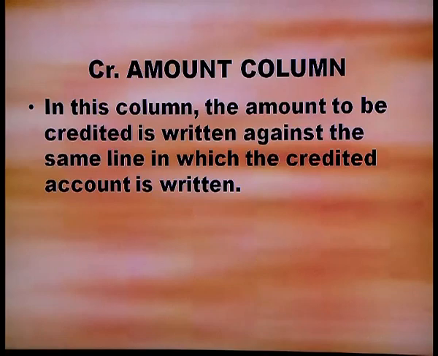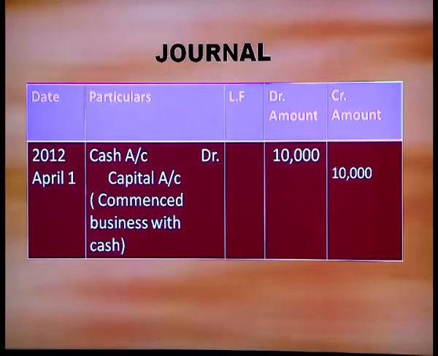Once again, I am showing you a journal with one entry. Here there is a transaction, commenced business with cash. Here the date column is filled. Particulars column is filled with the account to be debited and the account to be credited. And then ledger folio column, then debit amount column and credit amount column. Now let us study how we can process this.